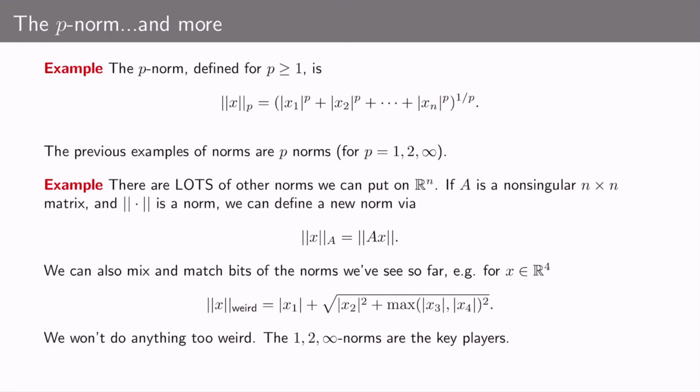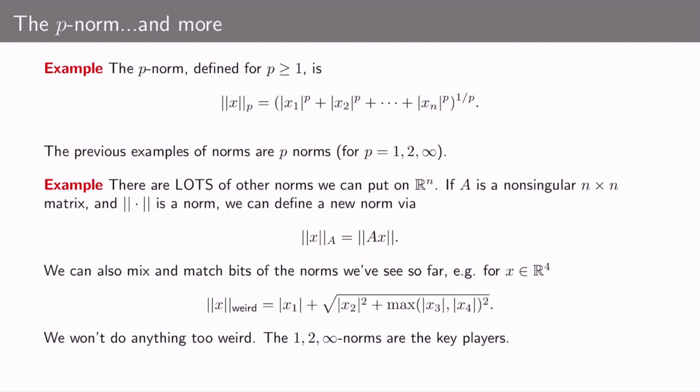Now, by no means are p-norms the whole story. There are lots and lots of other norms that we can put on Rn. So for example, if A is an invertible matrix and this guy right here is any norm at all, then we can define a new norm, which we'll call norm sub A, by taking the old norm of Ax. That defines a norm. So we can get lots and lots of norms.